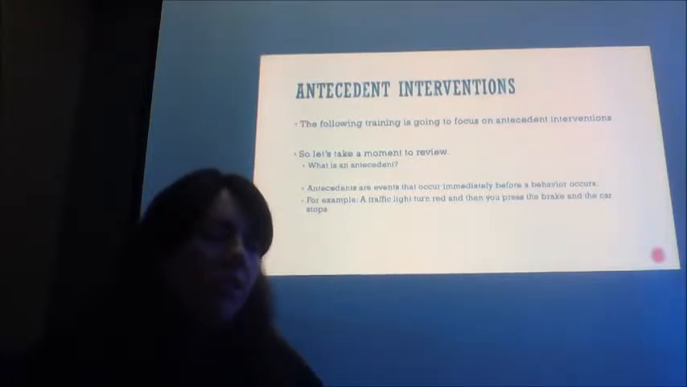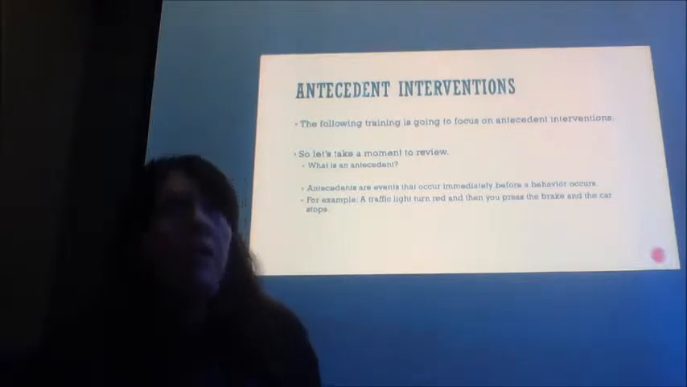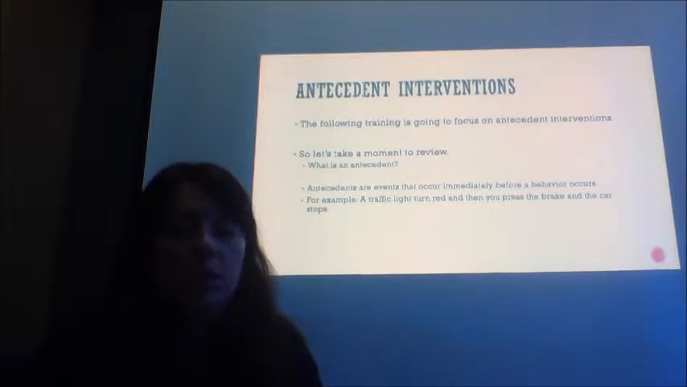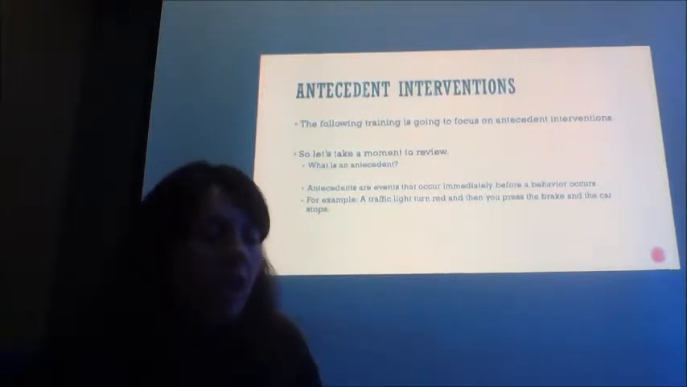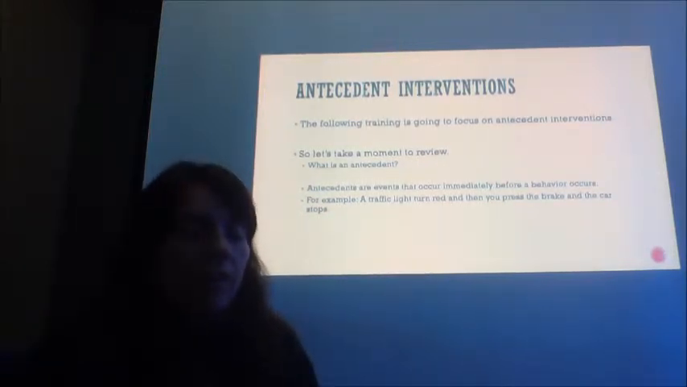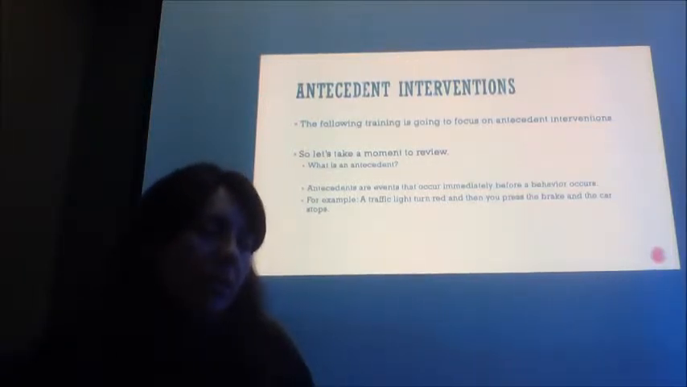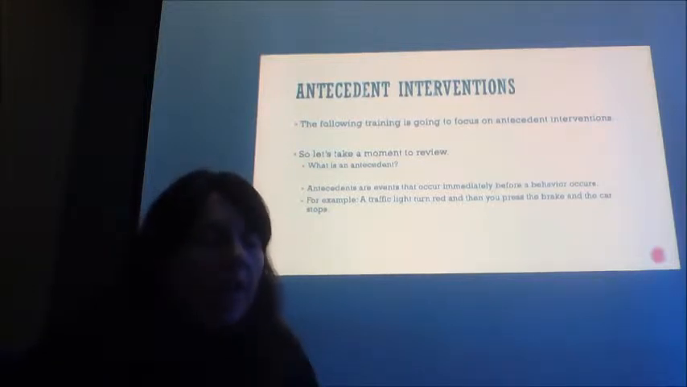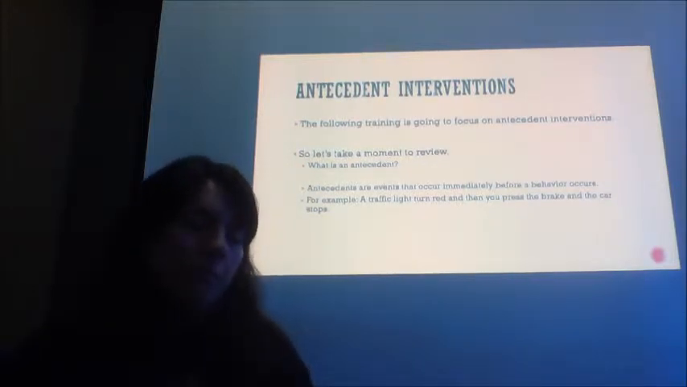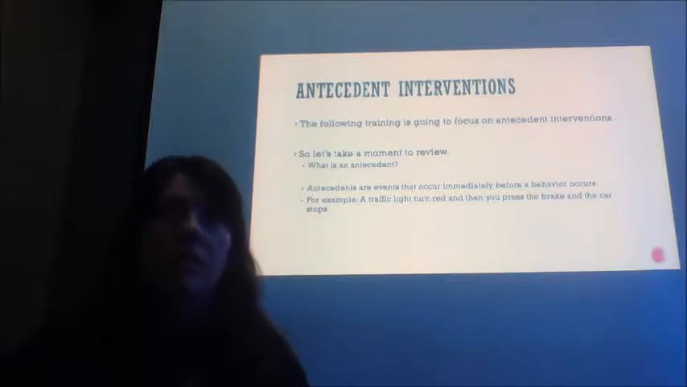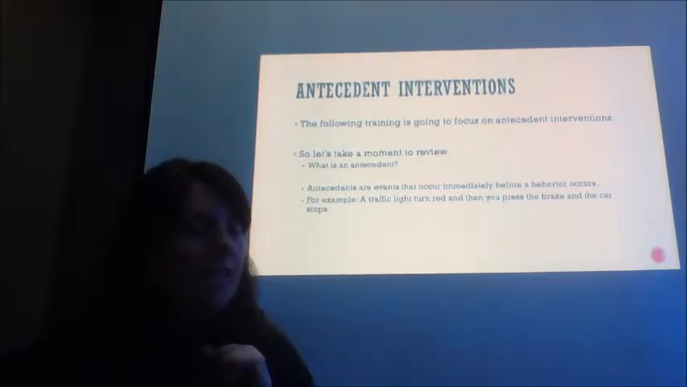The following training is going to focus on antecedent interventions. So let's take a little moment to review this. Hopefully you remember this from the section on acquisition programming and how to run discrete trials. What's an antecedent in our basic overview of behavior? Antecedents are events that occur immediately before a behavior occurs. For example, a traffic light might turn red, and then you press the brake, and then the car stops. So what's the ABC of that? Traffic light is the antecedent. Your behavior is pushing the brake, and the consequence is the car stops.